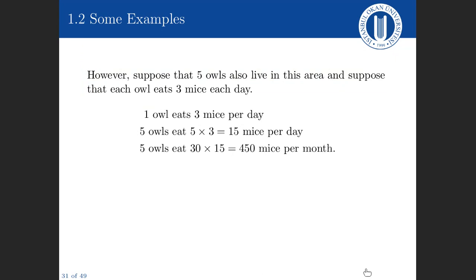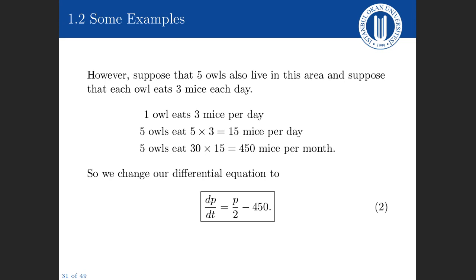However, let's suppose that 5 owls also live in this area. And let's suppose that each owl eats 3 mice each day. We can calculate: 1 owl eats 3 mice per day, so 5 owls eat 15 mice per day. And we assume that there are 30 days in a month. The 5 owls eat 450 mice every month. So we can change our differential equation to dP/dt is equal to P over 2 minus 450. The P over 2 is how many baby mice are born each month. The minus 450 is how many mice die each month because they're eaten by owls.